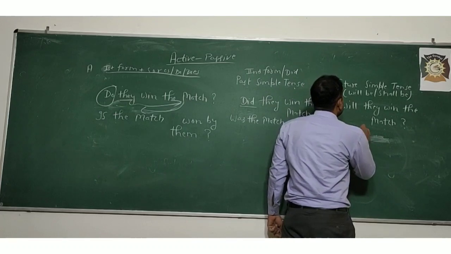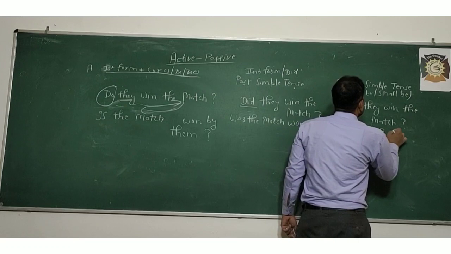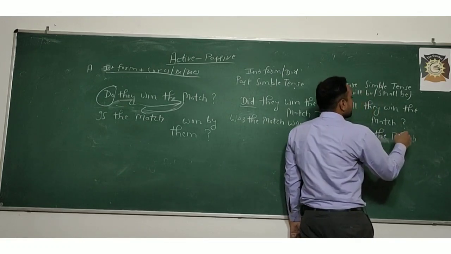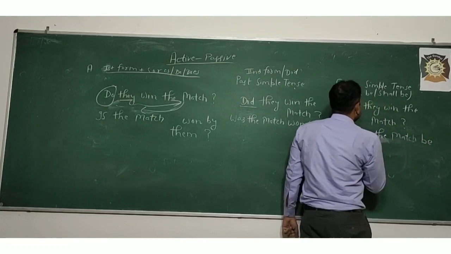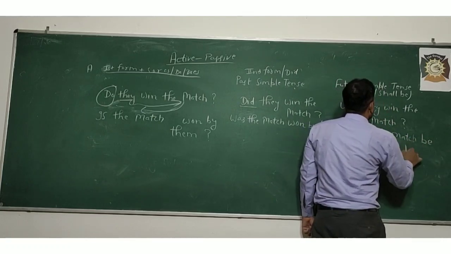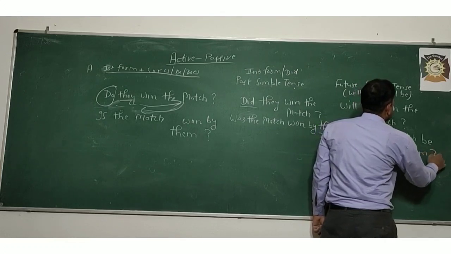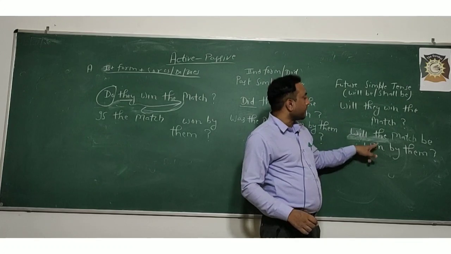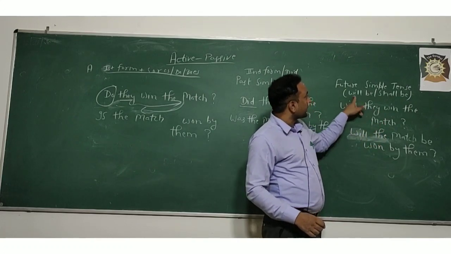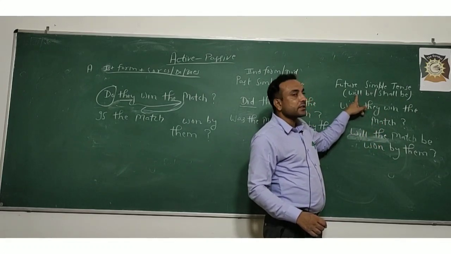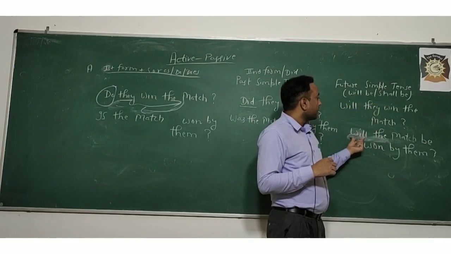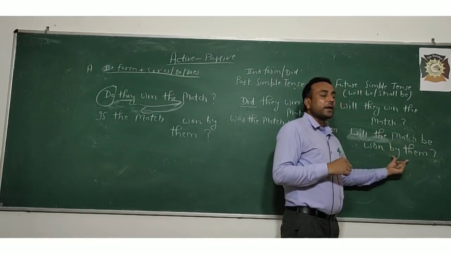How will you change it? Will the match be won by them? Question mark. What's the difference from will they win the match? We need to change into won, the third form of the verb, and be, because while changing sentences of active voice into passive voice in future tense, we use will be and shall be. So, will the match be won by them?